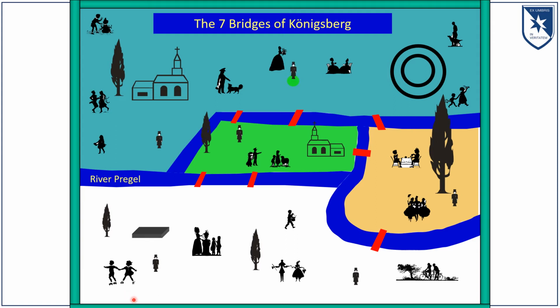Imagine you start at the top region. You can cross each bridge exactly once, and you should be able to finish in any region. You don't have to get back where you started. Pause the PowerPoint and see if you can imagine completing this problem. When you're ready, resume the PowerPoint to find out if it's possible.